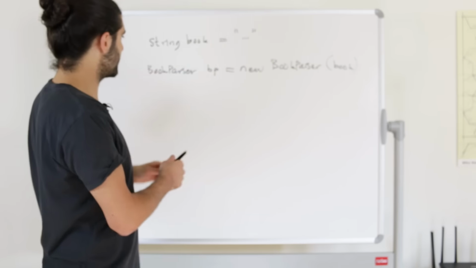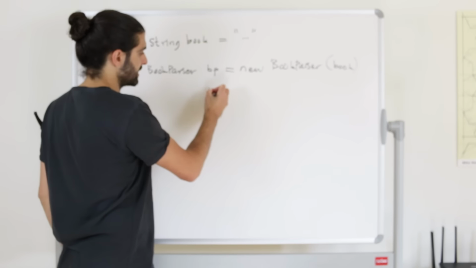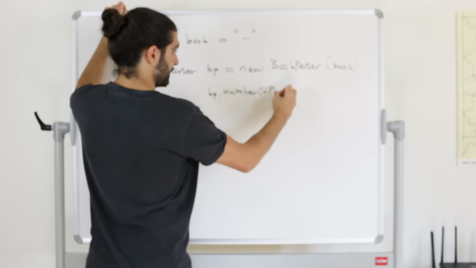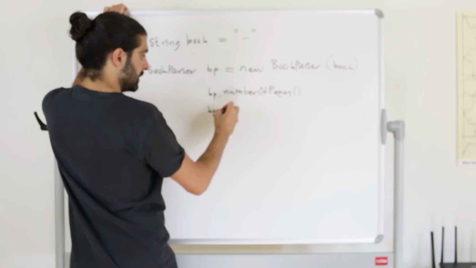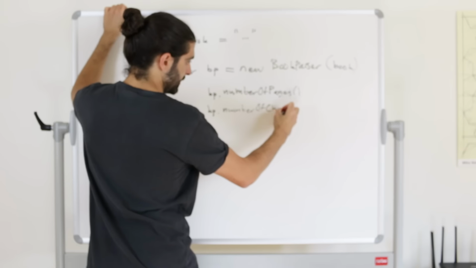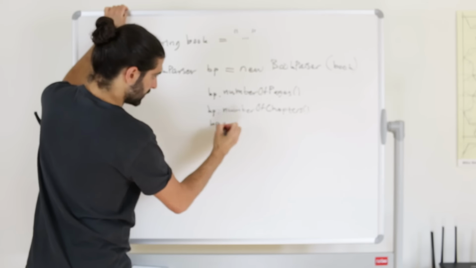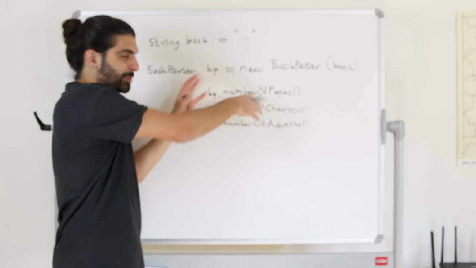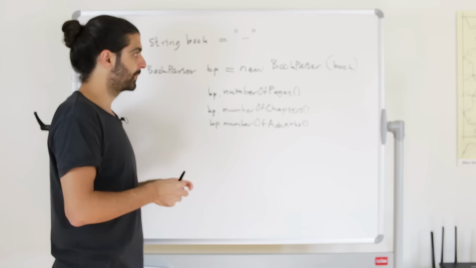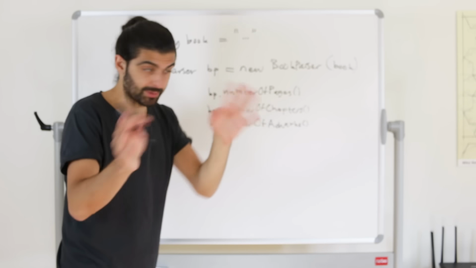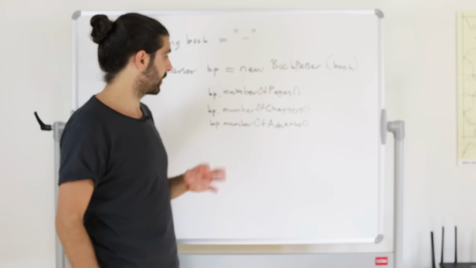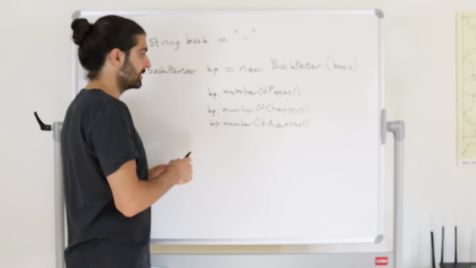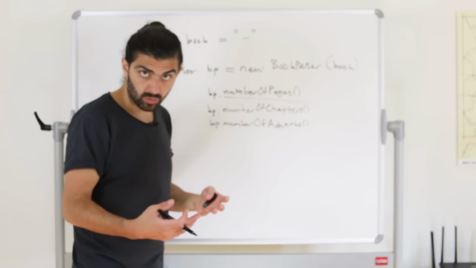Why do we do this? Because in this application, we can then take this BP instance and say BP dot something like number of pages, or BP dot number of chapters, or BP dot number of adverbs. I'm just introducing some random stuff. I'm just trying to say that for some reason we have some application where we want to do this. The book parser, when you construct it, will immediately parse the book and then give you a few methods that expose the result of this parsing.